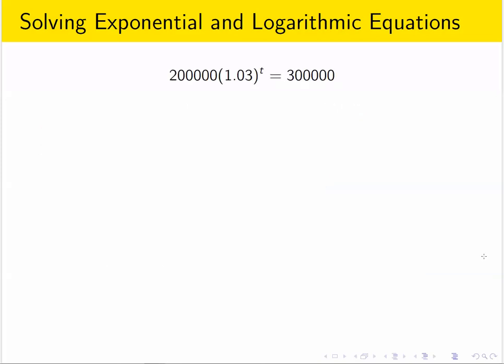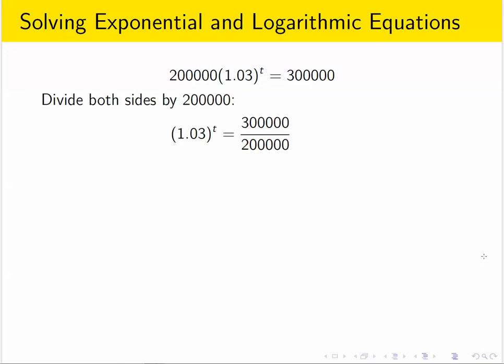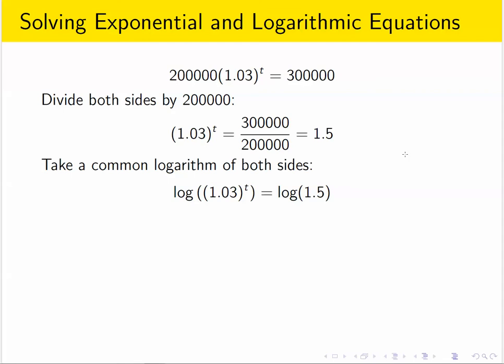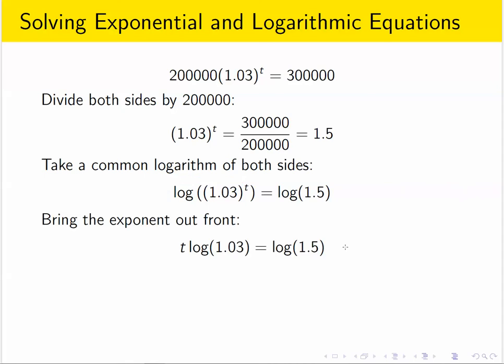So starting with this equation, our first step will be to divide both sides by the coefficient 200,000. On the right side, we see 300,000 divided by 200,000, which can be simplified to 1.5. So now we really have the equation 1.03 raised to the t equals 1.5. To get that exponent out front, we'll take a logarithm of both sides first, and then apply the rule of exponents. So now I have t times a number, and I can isolate t if I divide both sides by that number.